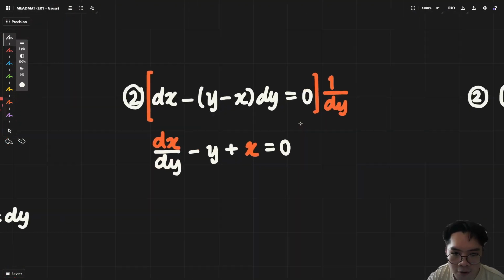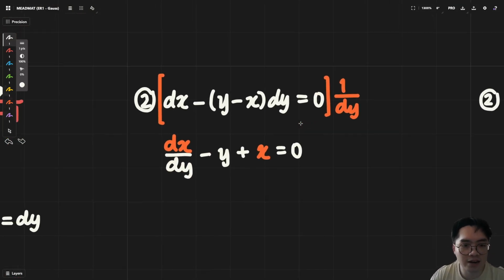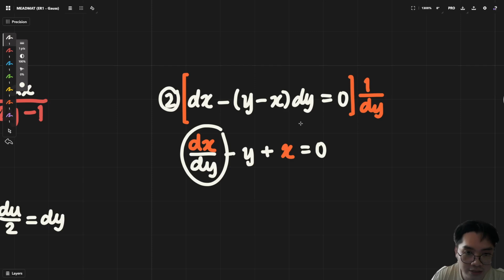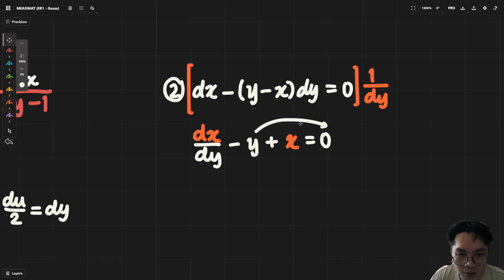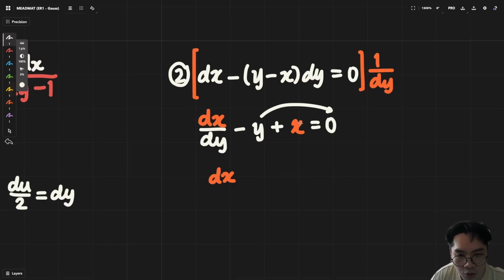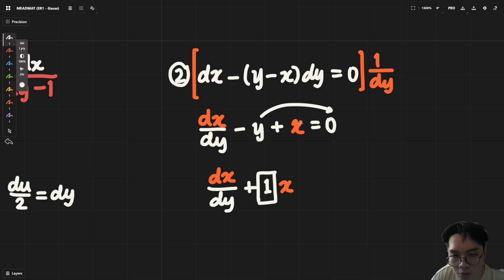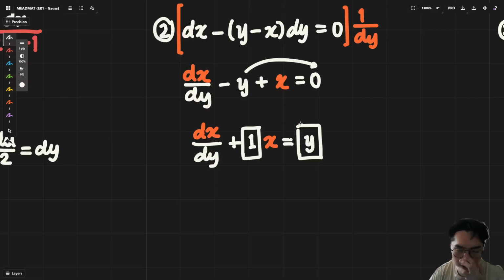So now in here, we can try to, again, box different things. Okay, let's try this out and let's try to arrange it. The good thing here is that this dx over dy is already isolated, so there's no worries there. And then we can just move this to the other side. We will have our dx over dy plus x, and what is beside the x? Well, it's just a 1, is equal to just your value of y.